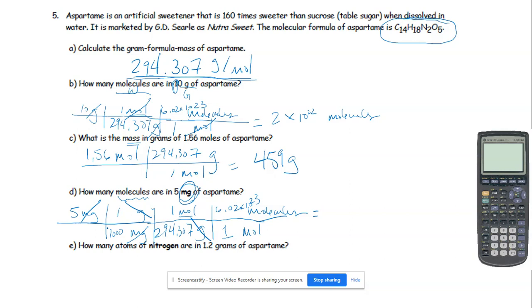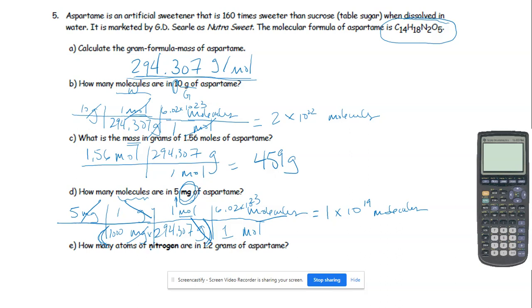Make sure to put your division into parentheses. If you do 5 times 1 times 1 times 6.02 times 10 to the 23rd divided by 1,000 times 294.307, that would need to be in parentheses. Your other option would be 5 times 1 times 1 times 6.02 times 10 to the 23rd divided by 1,000, and then push once more the divided by button, divided by 294.307. Regardless of which way you do that, and you check your 1 sig fig, you should get 1 times 10 to the 19th molecules of aspartame.